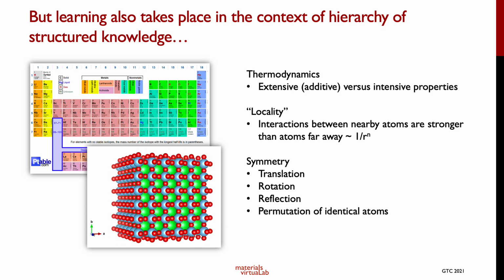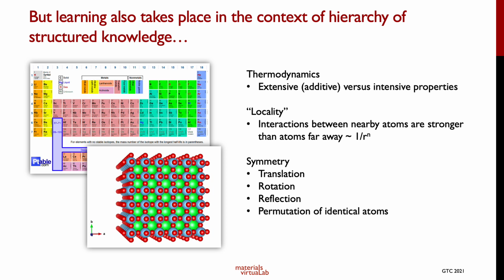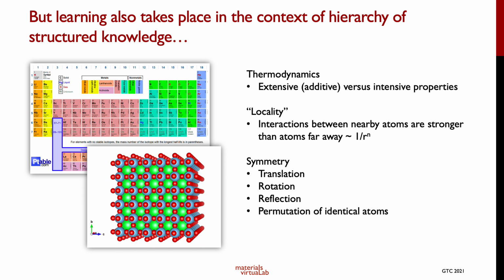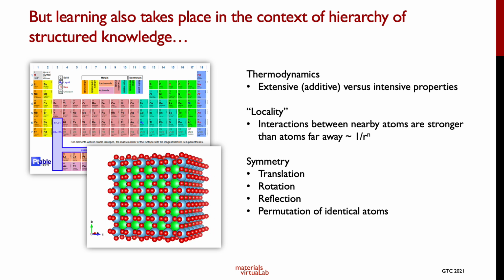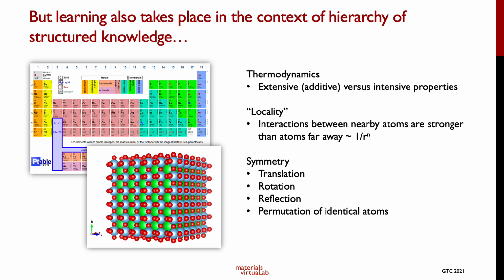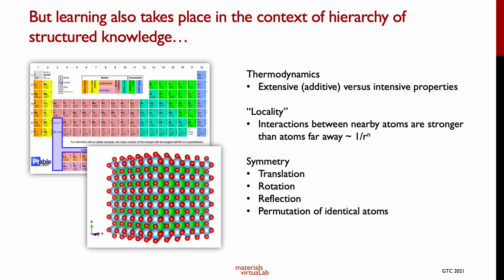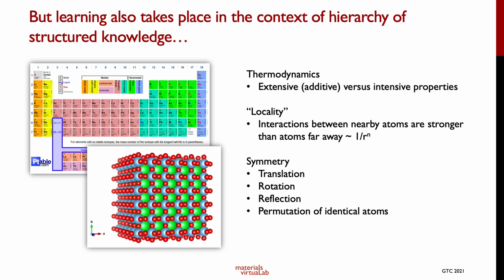Some properties are extensive properties, which means that they scale with the total number of atoms, while other properties are intensive properties. There's also the concept of locality of interactions, which simply means that atoms that are close together tend to have stronger interactions than atoms that are very far away.